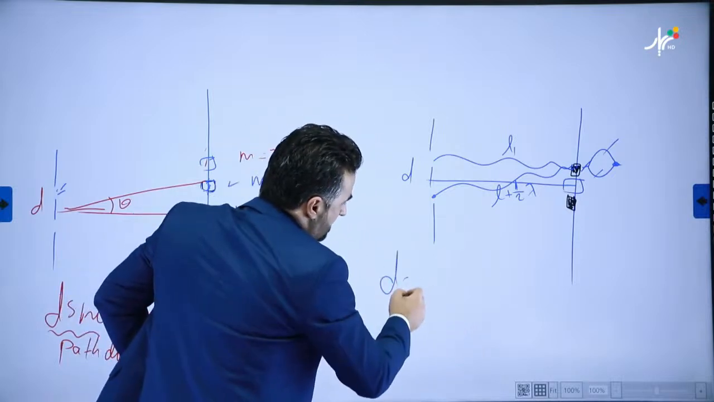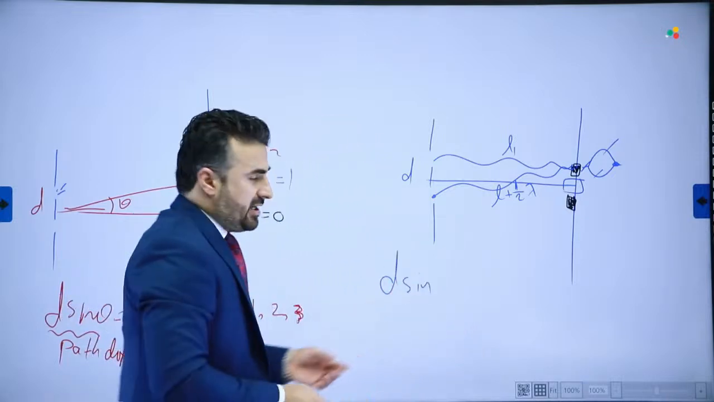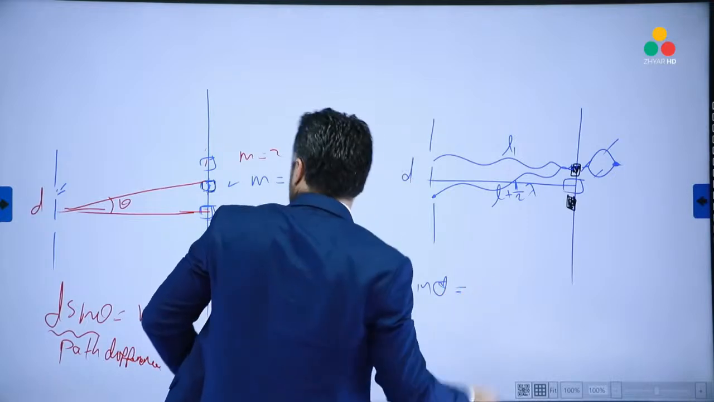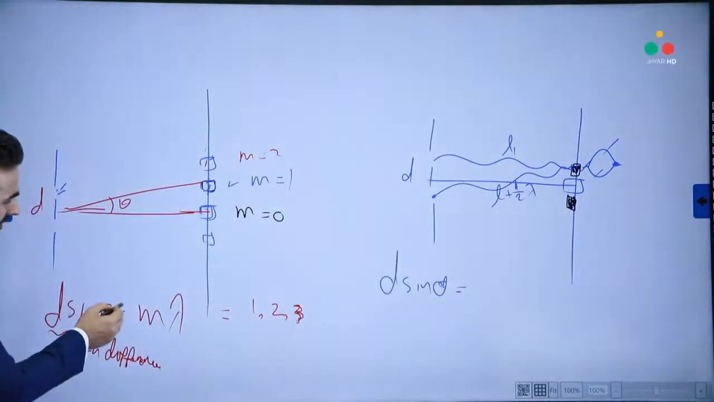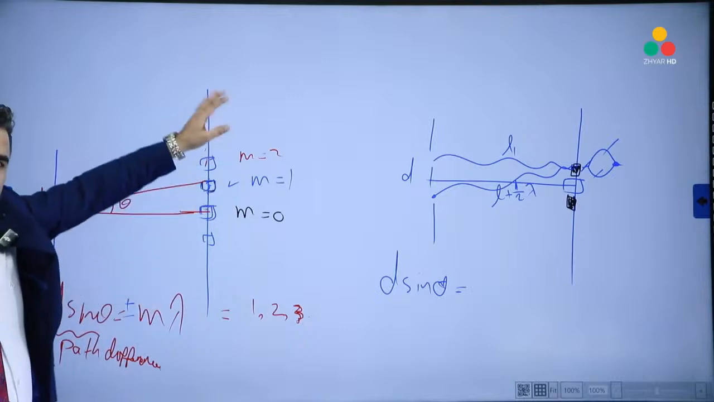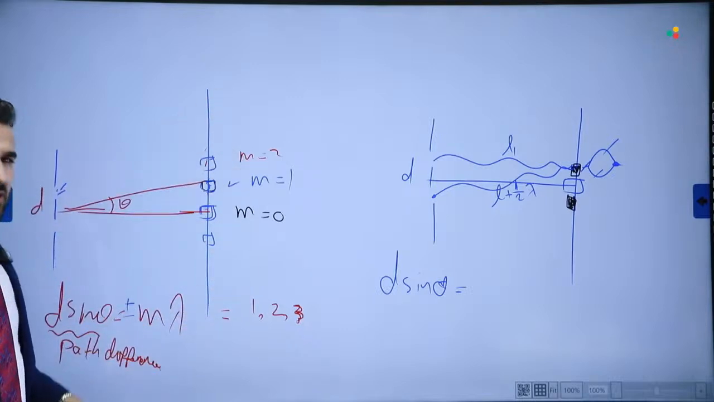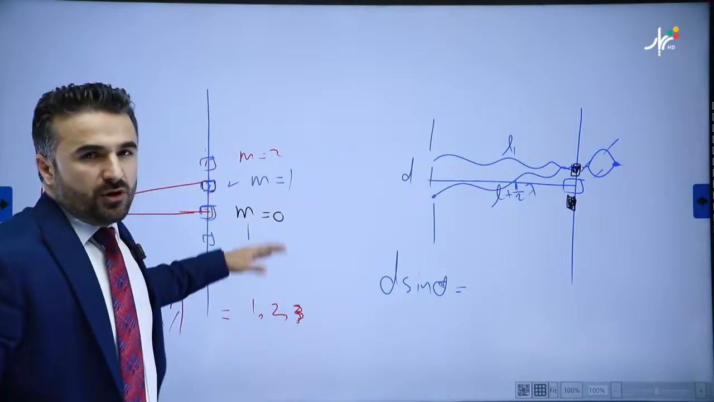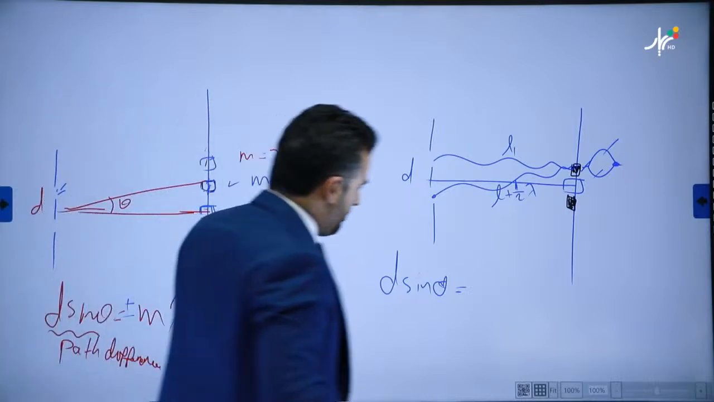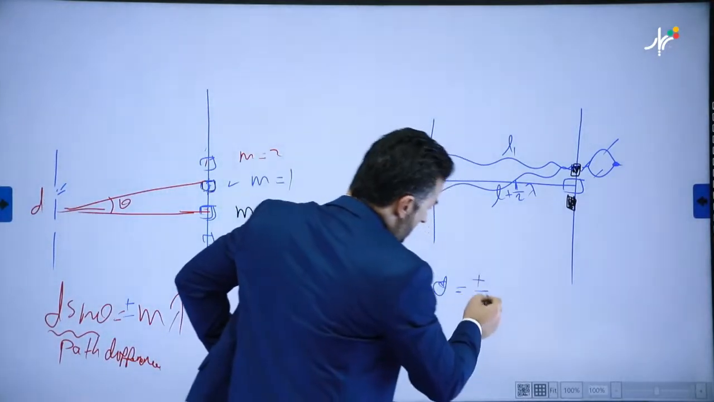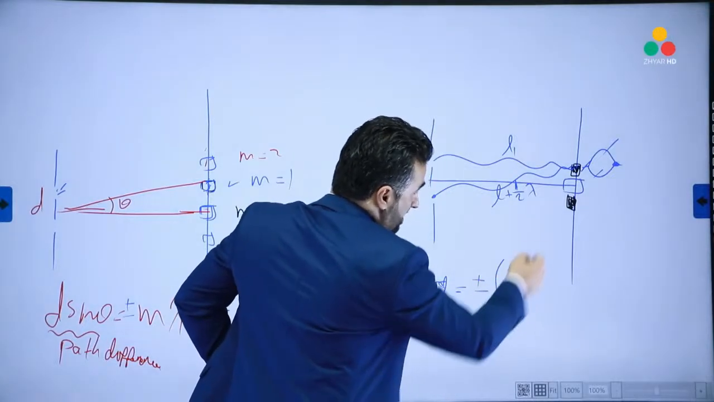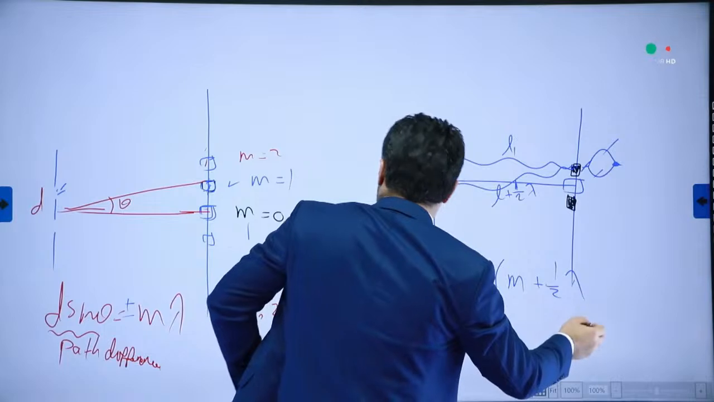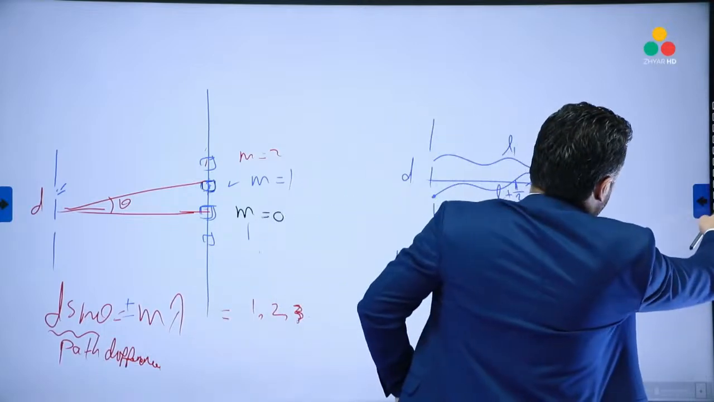We will say d sine theta, this is for the dark fringes, is equal to, by the way, I forgot to mention positive or negative here, because m could be positive or negative, but we don't take the negative ones here, just to know which side it is according to the central maxima. Here we can say it is plus or minus m, that is the order, plus 1 over 2, and of course it's going to be lambda.